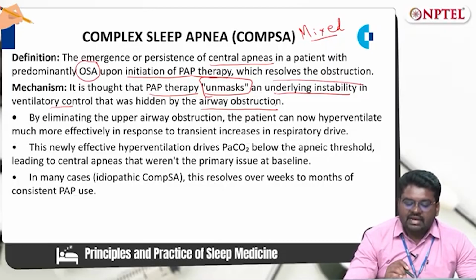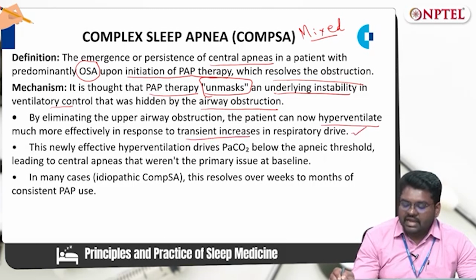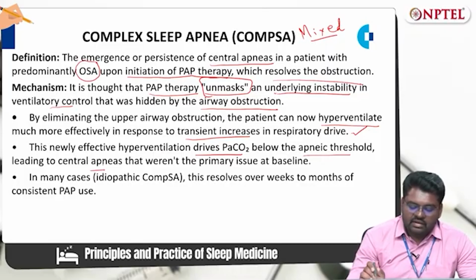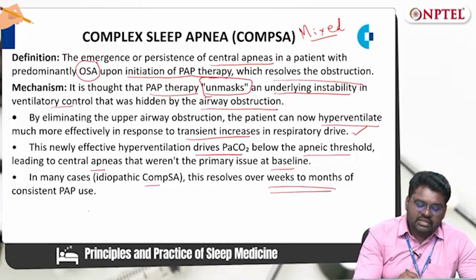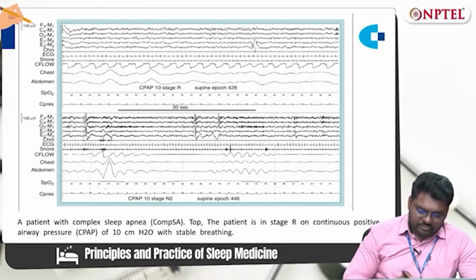By eliminating the airway obstruction, the patient can now hyperventilate much more effectively in response to transient increases in respiratory drive. This newly effective hyperventilation drives carbon dioxide below the apneic threshold, causing a central apnea. The primary issue is at the baseline. In many cases of idiopathic complex sleep apnea, this resolves over weeks to months after consistent use of CPAP therapy.